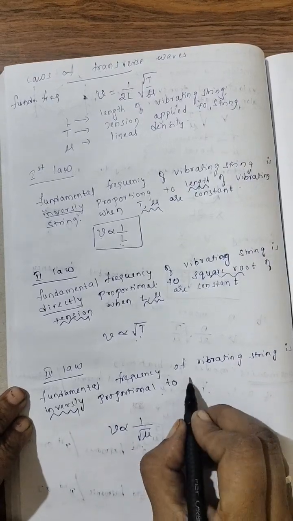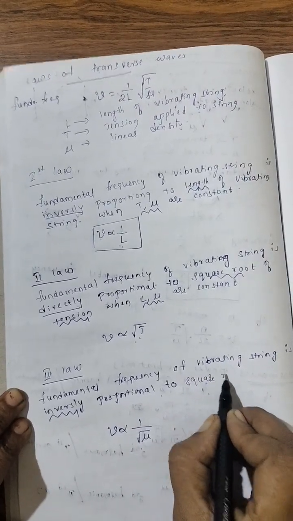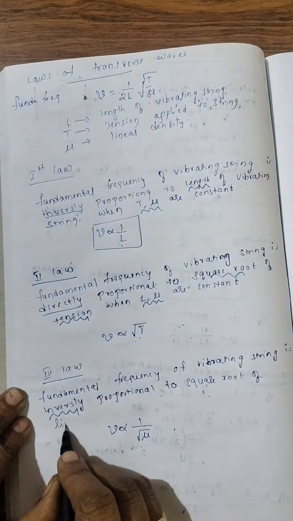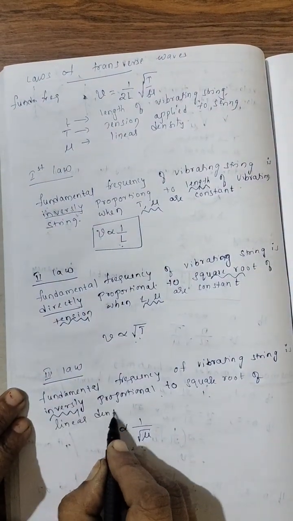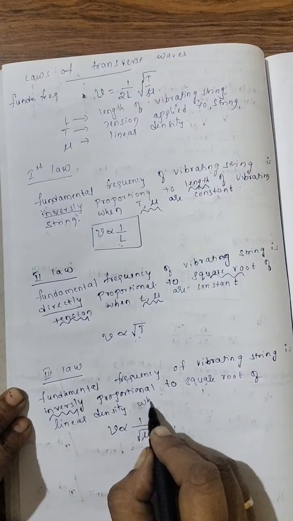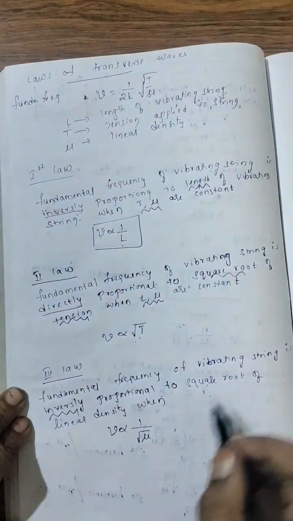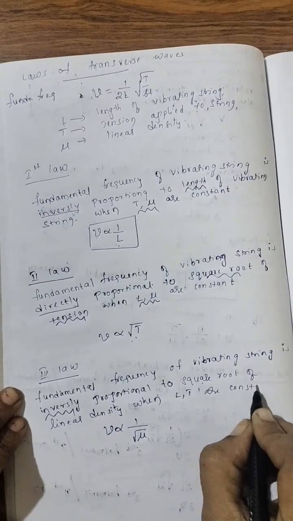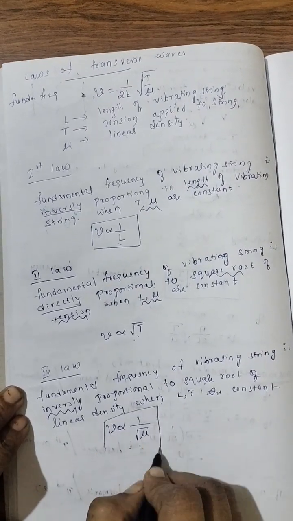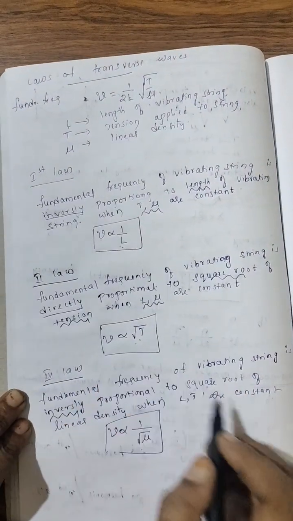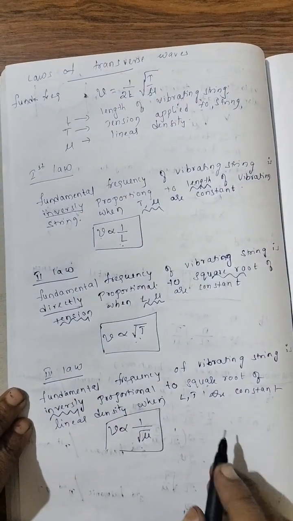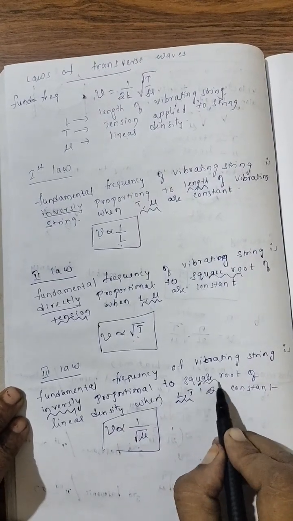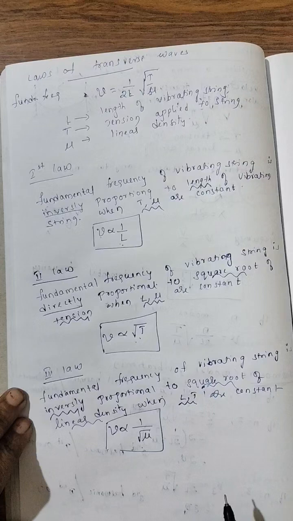here root is there, no? So what will you write? Square root of, what is mu? Linear density. When what are kept constant? L and T. L comma T are constant. Right? Two will be constant, third will be varying. So you just note down these small changes. Here the square root of linear density.